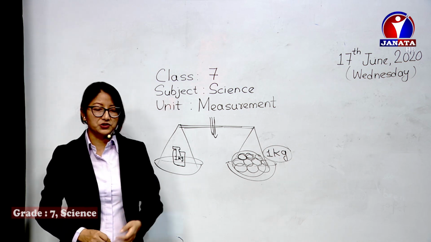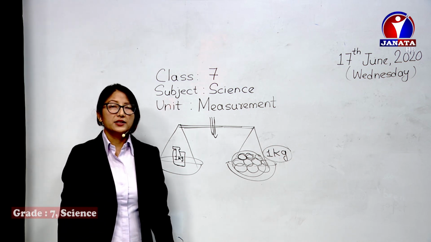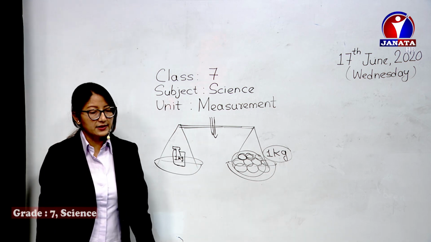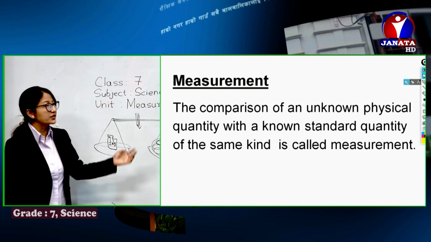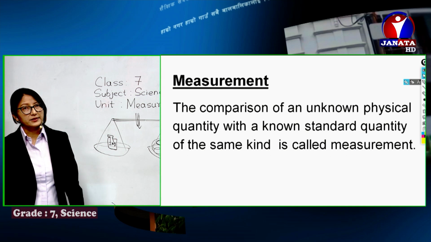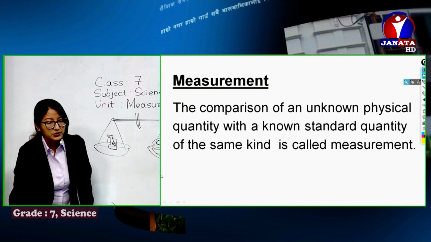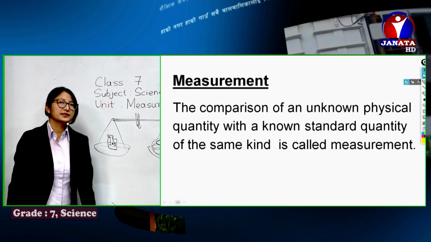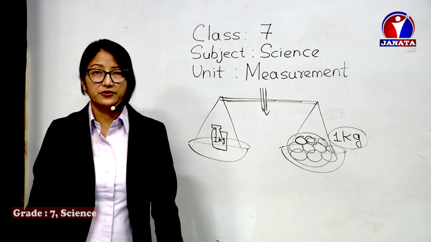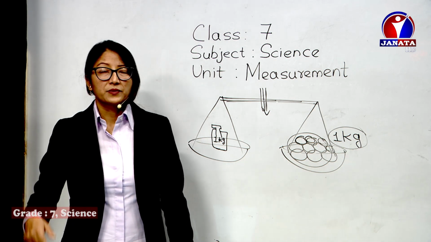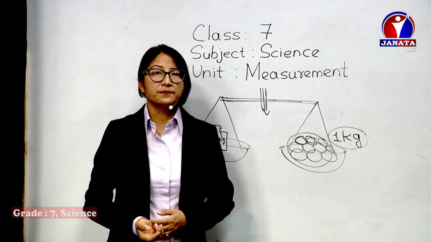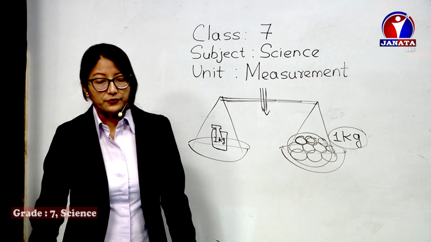Just look at the definition. Measurement is simply the process of comparison. You can look at the slides presented. It is the comparison of an unknown physical quantity with the standard quantity of the same kind. That is called measurement. About it, you have already studied in class 6 also. Now you are studying in class 7, and in class 8 and 9 also you have to study, but the contents would go on getting added. So here we are talking about measurement.